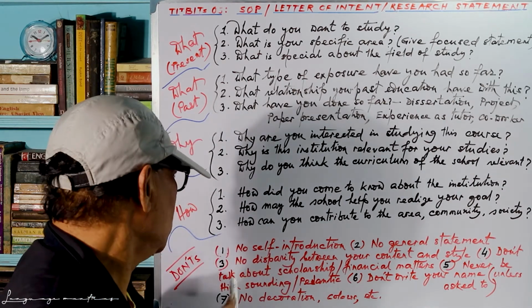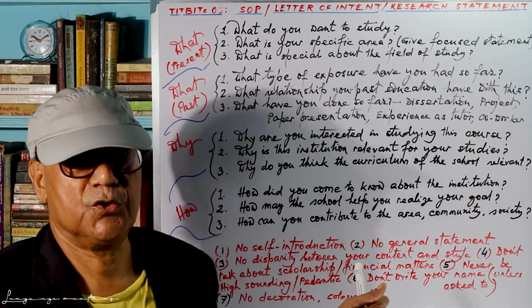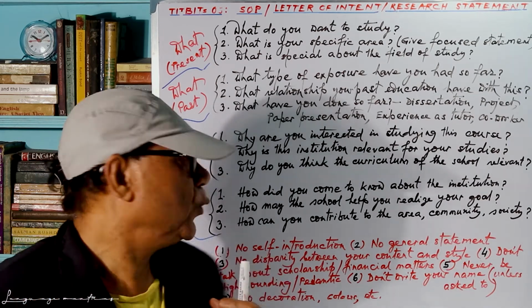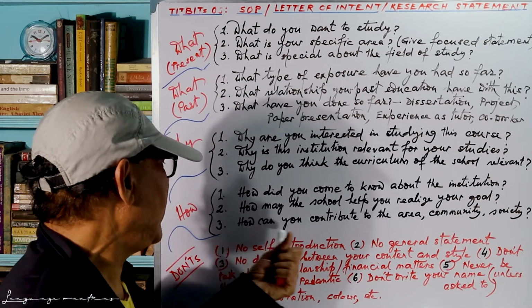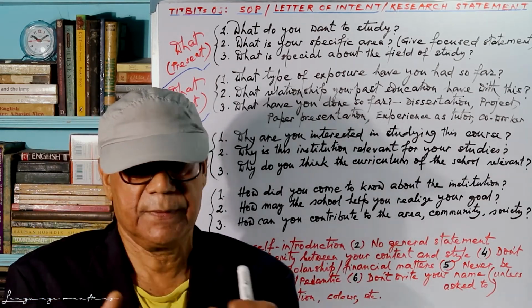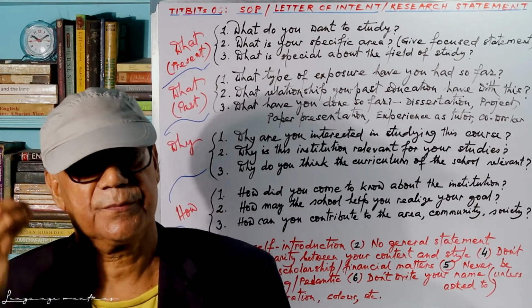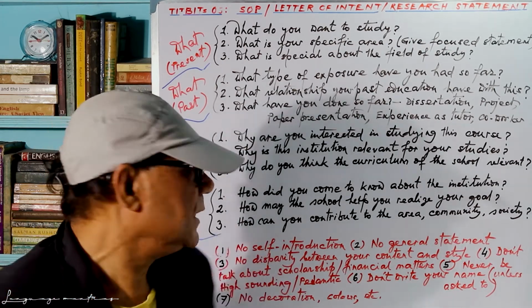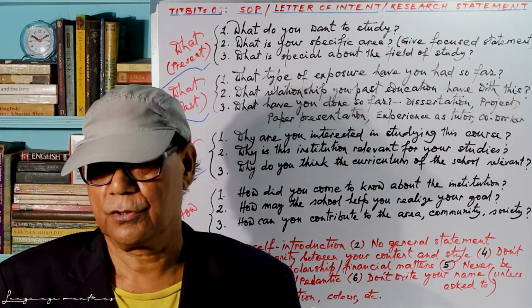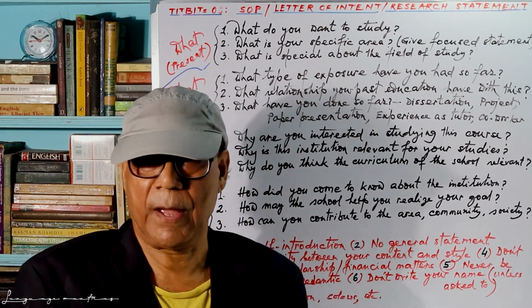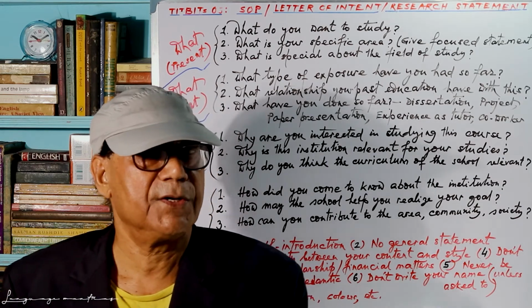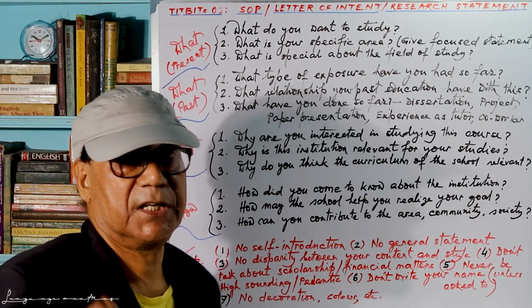Number one, no self-introduction. Don't speak much about yourself. We have only how can you contribute to the area. You have some option to tell about your traits, tell about your personality, but no more. Nothing of your family, nothing of your parents. It's an academic essay.